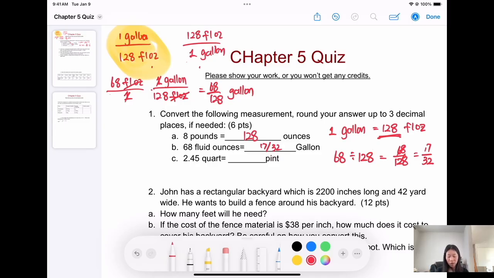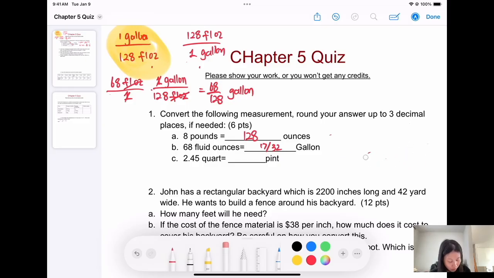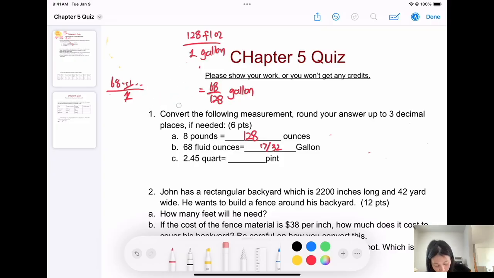Okay, next one is 2.5 quarts to pints. Same way to do it. I'm going to use both methods so you can be familiar with either one. The first thing is we need to find how they convert. 1 quart equals how many pints?